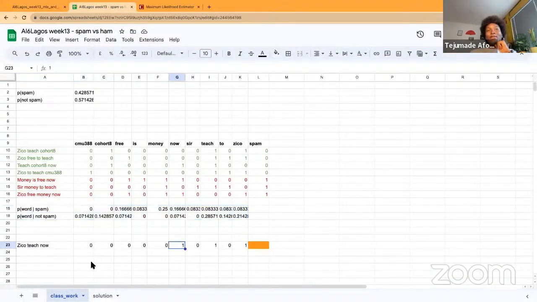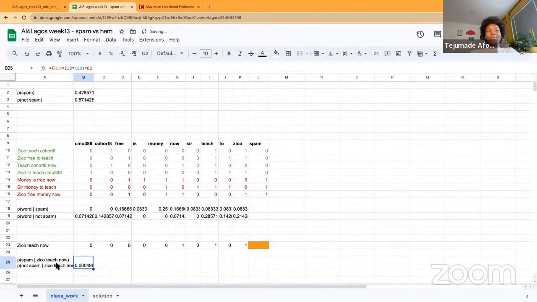each new word, like the word that we have here now. For spam, we multiply it by teach, where is teach, we multiply it by Zico, and then we multiply by the probability of spam. So this would give you the result for the probability of spam given Zico, and then you can calculate the same thing for the probability of not spam.